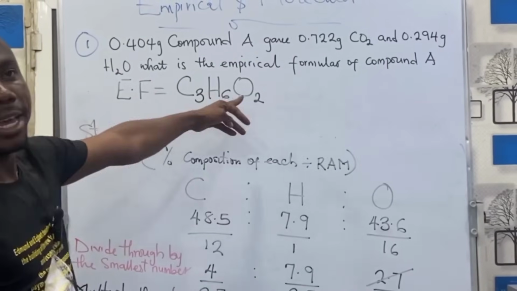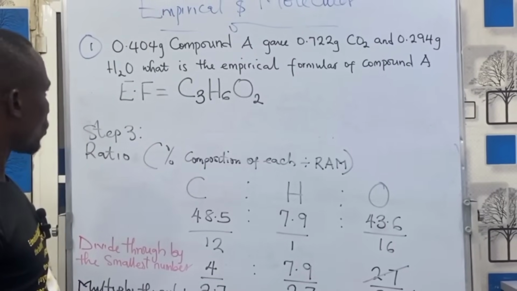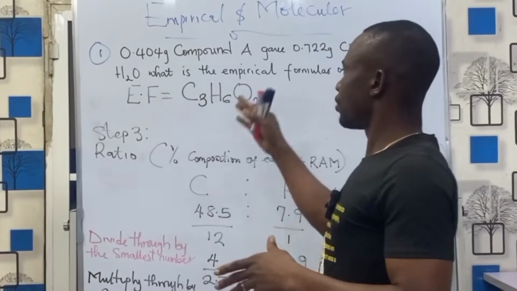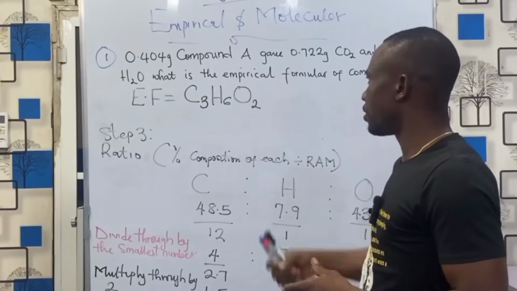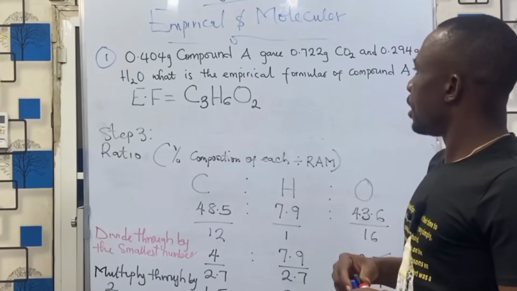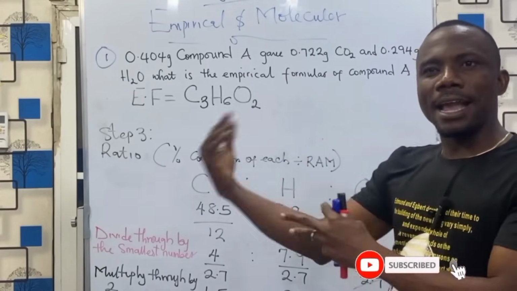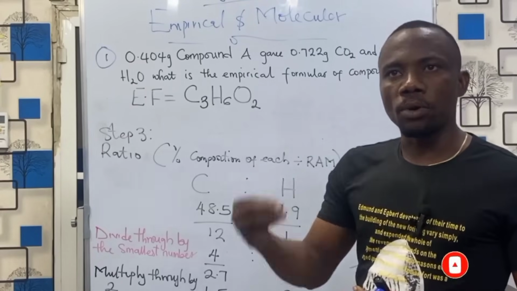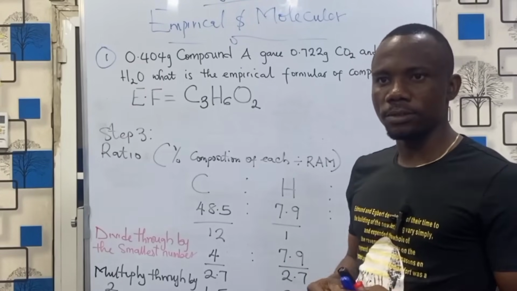So this is compound A that went through that combustion reaction. And so with this, you can actually get some structures from this. Alright, our next example will be looking at another dimension of determining empirical and molecular formula. Stay tuned.